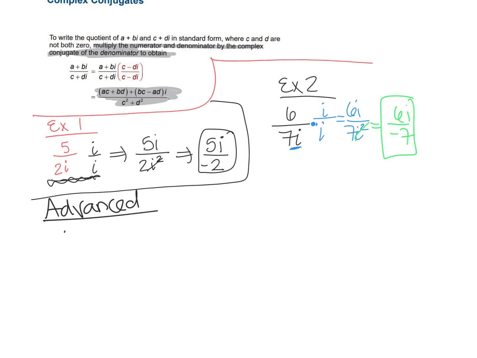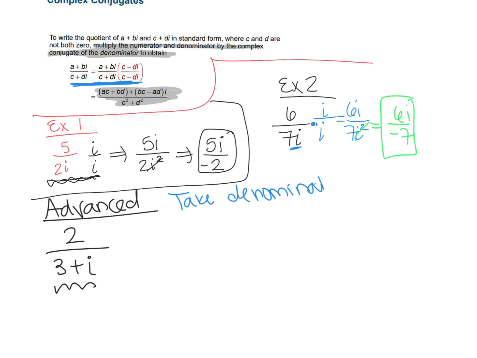Of course, an advanced example would be if I had 2 over 3 plus i. Now the reason why this would be advanced is because I have a binomial now. And so on this slide, they were telling us to multiply by the conjugate. So I take the denominator and I want to write the conjugate, which would be 3 minus i. And I'm going to multiply the top and bottom by 3 minus i.